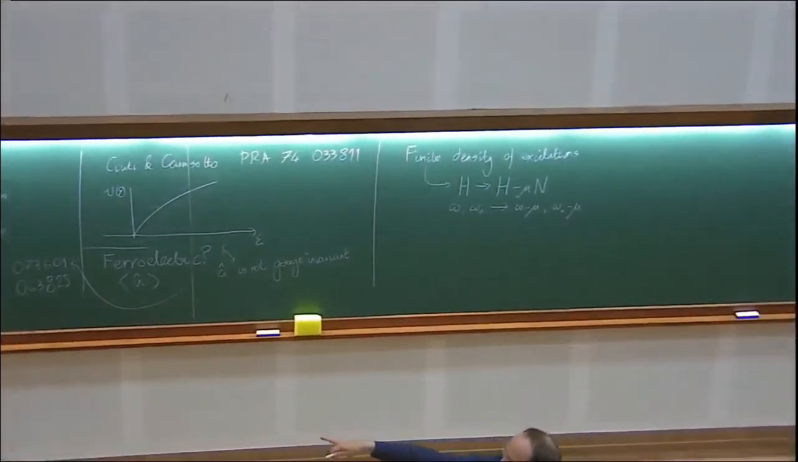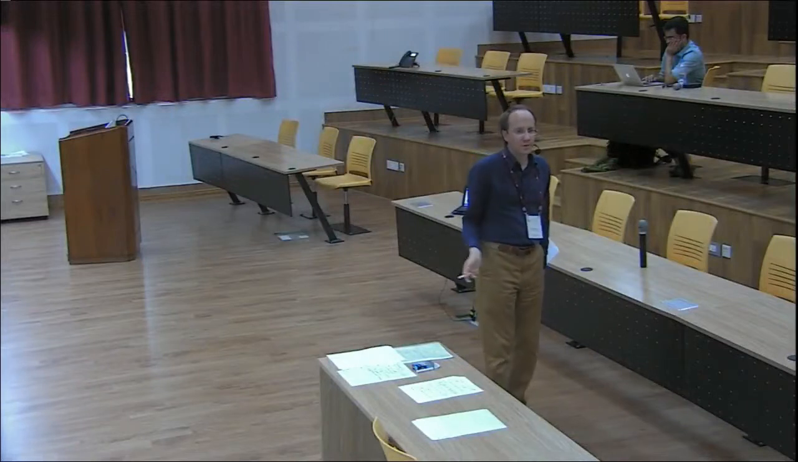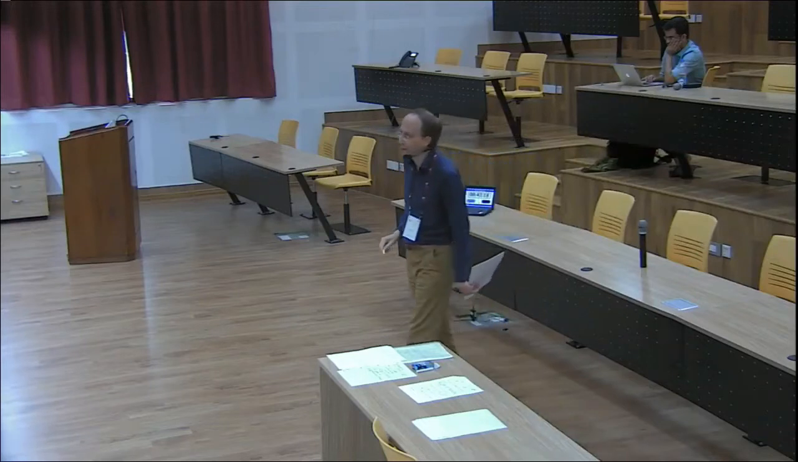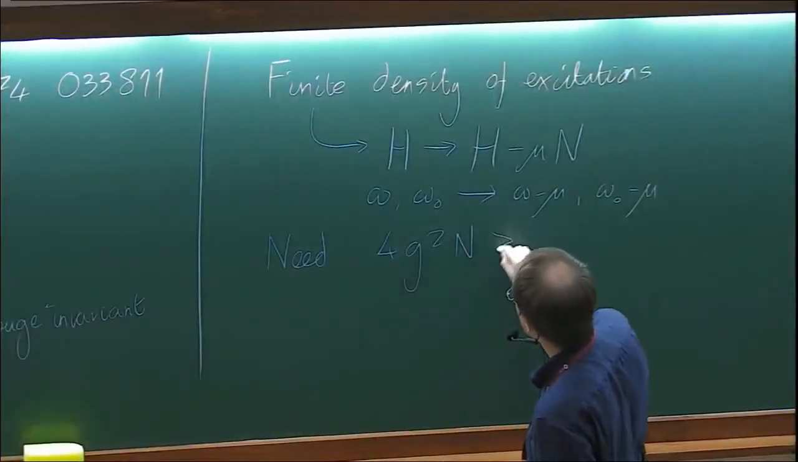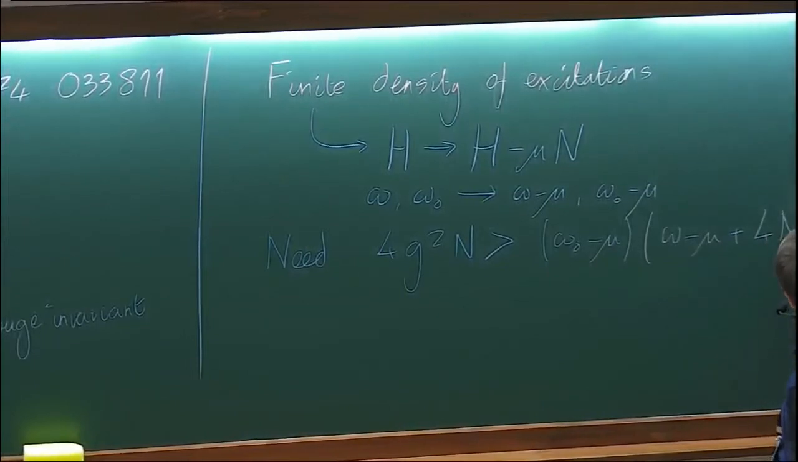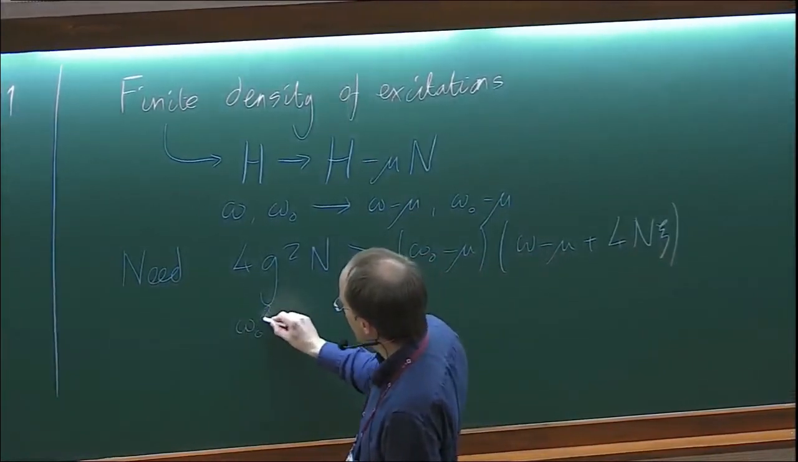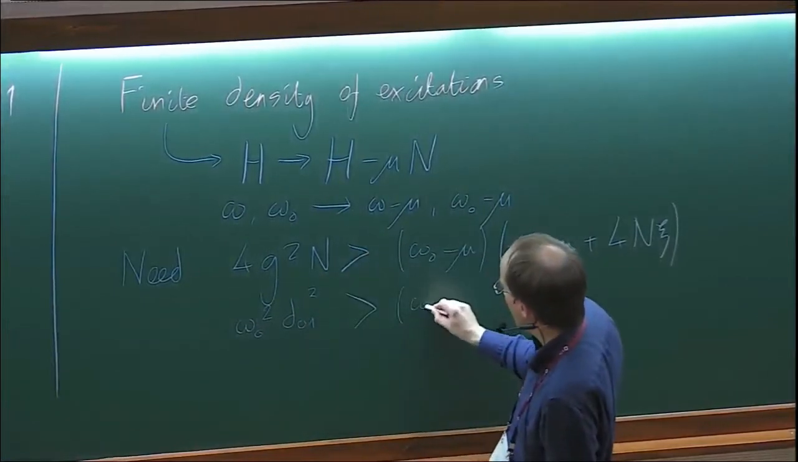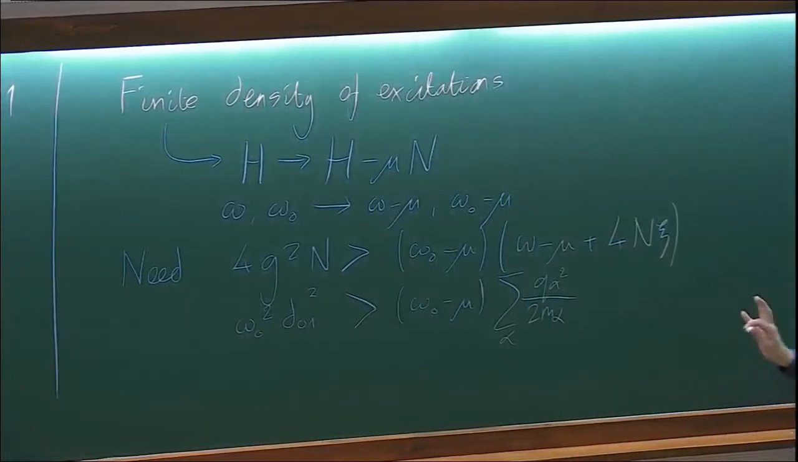Well, if I go back to what I wrote on the leftmost board about what the problem was, I needed this relation: 4g squared n should be greater than omega times omega naught, so omega naught times omega plus 4n psi. What I actually would need now is that 4g squared n should be greater than omega naught minus mu and omega minus mu plus 4n psi. And if I do the same things as before, this turns into a statement that actually what I need in terms of fundamental constants is that omega naught squared d naught 1 squared has to be bigger than omega naught minus mu times sum over charges in an atom, q alpha squared over 2m alpha. And that's no longer in contradiction with the statement that I have, because the statement that I have doesn't have mu in it.